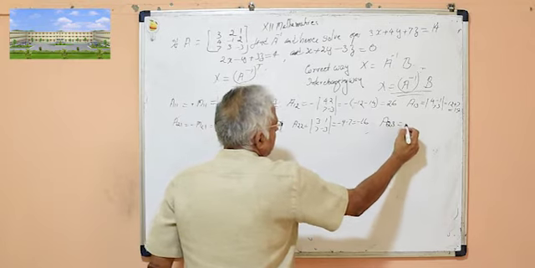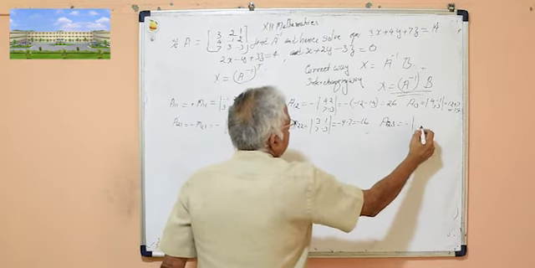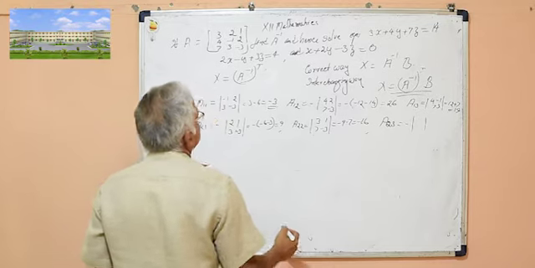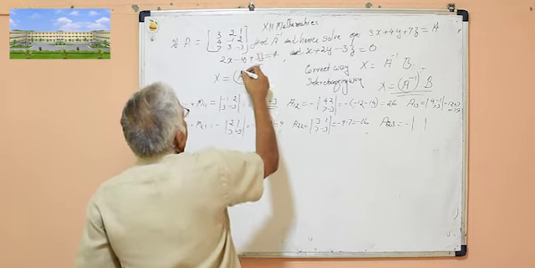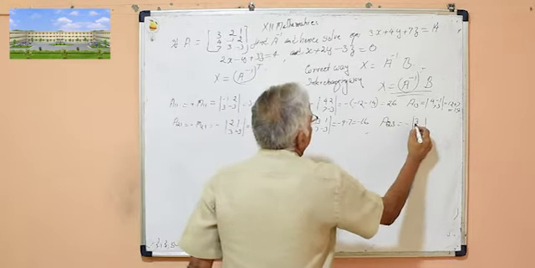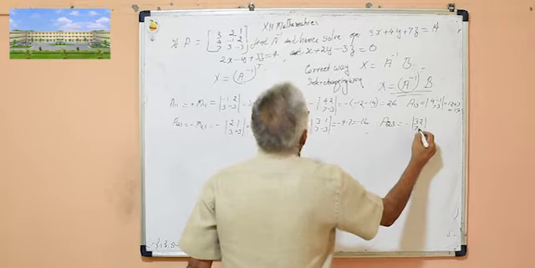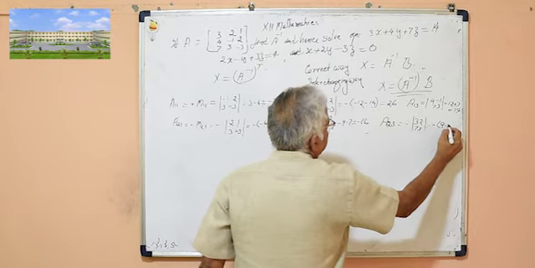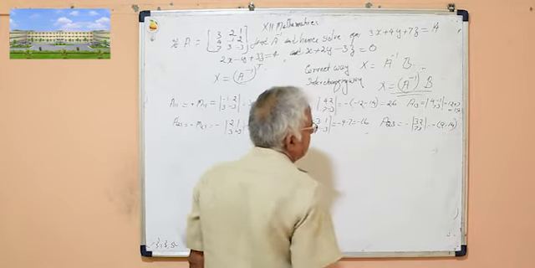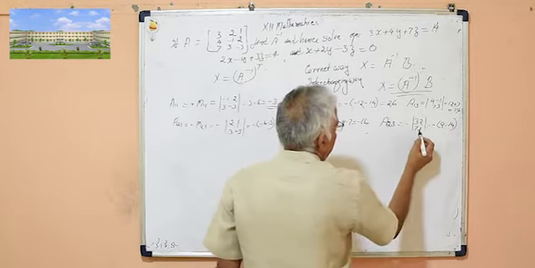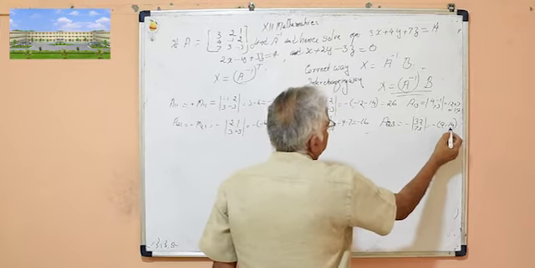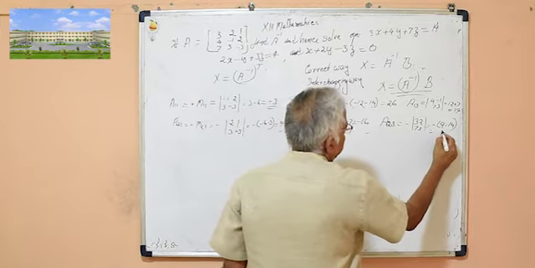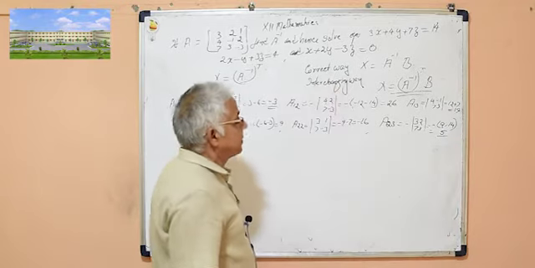A23 negative into delete the row and column containing the second row and third column, 3 2 7 3. So the answer is minus 9 minus 14, minus 14 minus 3 into 3, 9 minus 14, minus 5, is equal to plus 5. Minus of minus 5, plus 5.